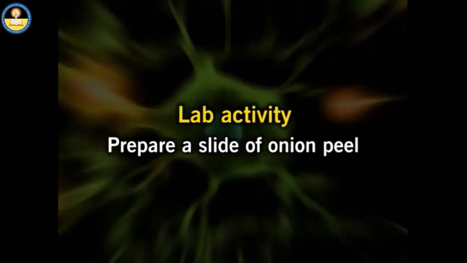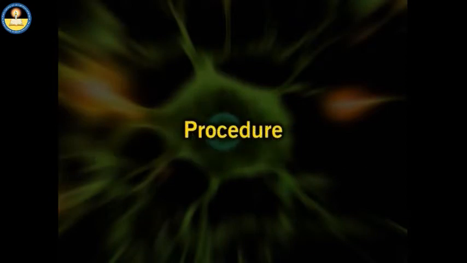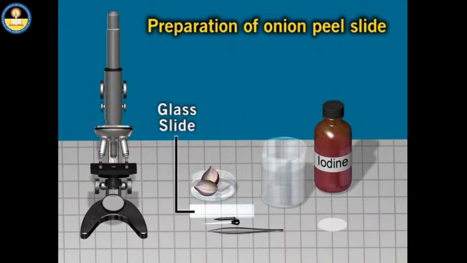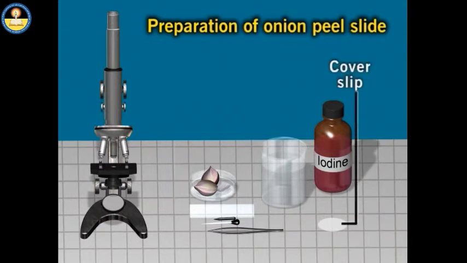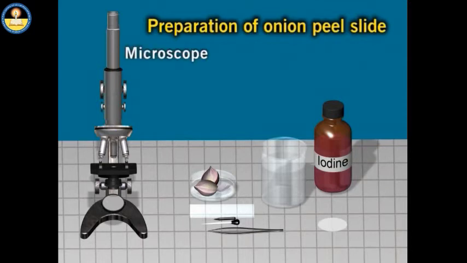Now let us do a small activity to prepare fresh mount of plant tissue. Objective of this activity is to study that living organisms are made up of cells. Procedure. For performing this activity, we need glass slide, cover slip, dropper, microscope, needle, onion, iodine solution, forceps.